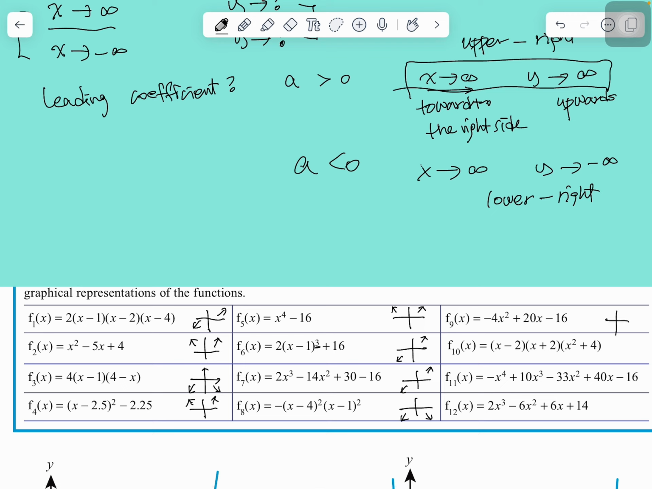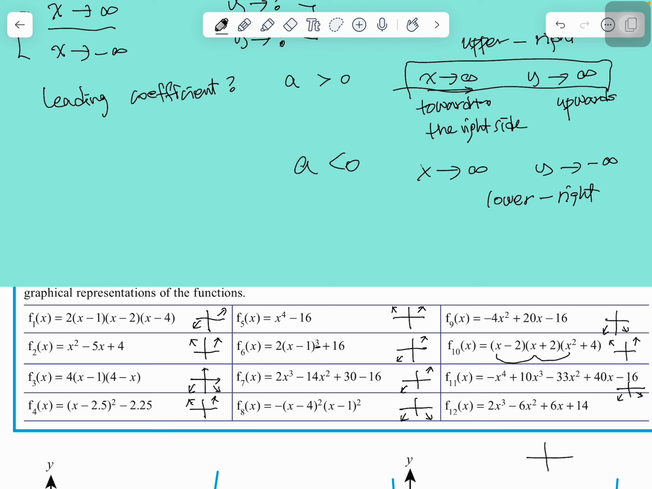And f of 9, leading coefficient is negative and degree of 2. So negative means quadrant 4 and quadrant 3. And this one, when you expand it, we can tell the highest degree is 4 and leading coefficient is 1. So quadrant 1 and quadrant 2. Negative, quadrant 4 and quadrant 3.